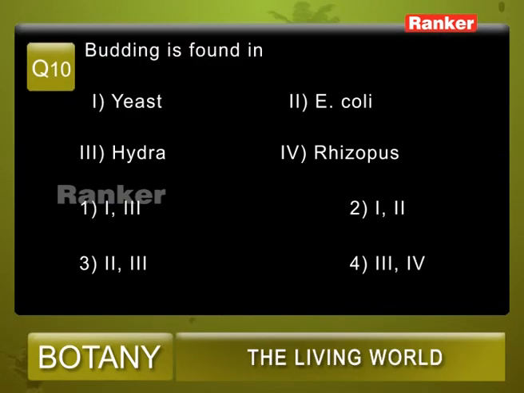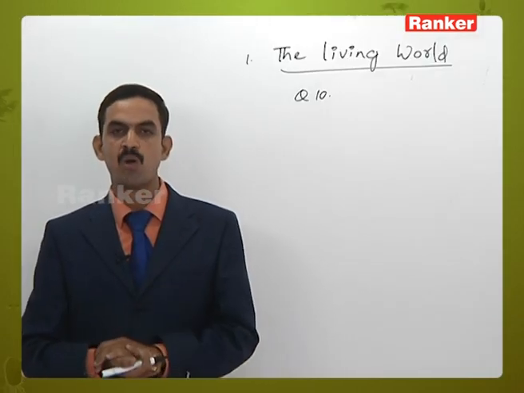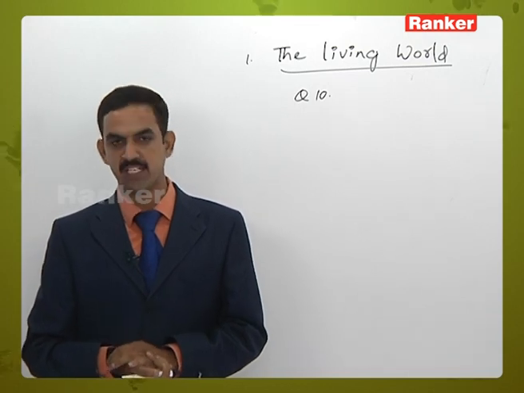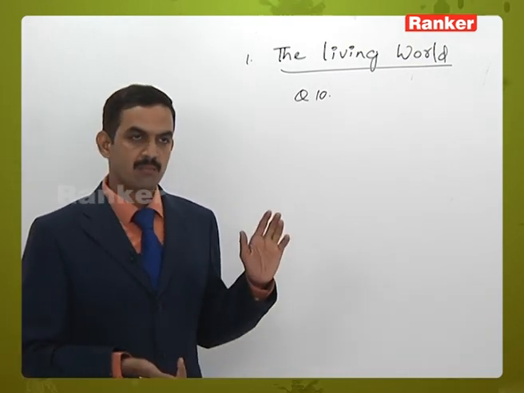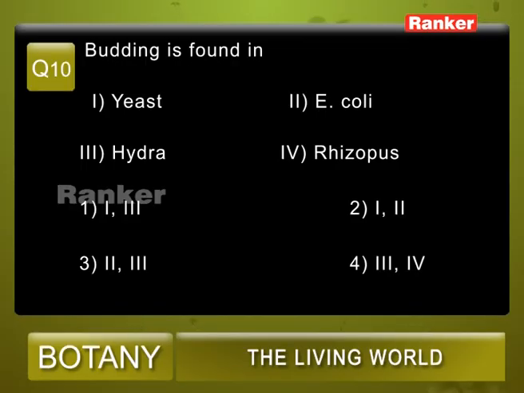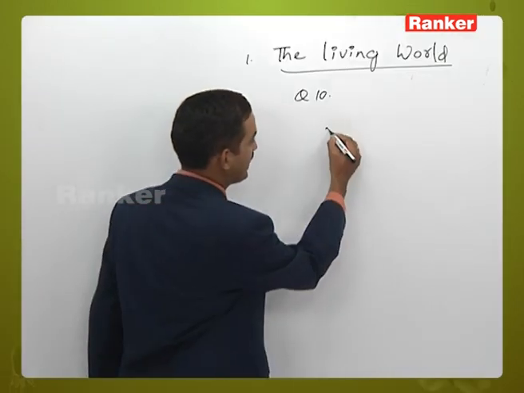Based on that, there is a question: budding is found in. Actually, budding is a type of vegetative reproduction which takes place in the lower organisms. Based on this, 4 options have been given. Option 1 yeast, option 2 E. coli, option 3 hydra and option 4 rhizopus. So the first option, that is yeast.